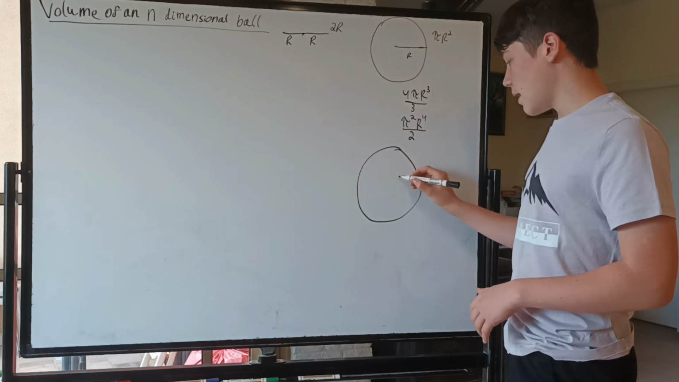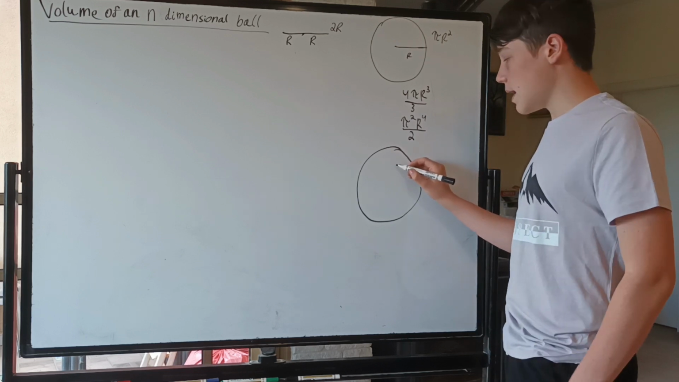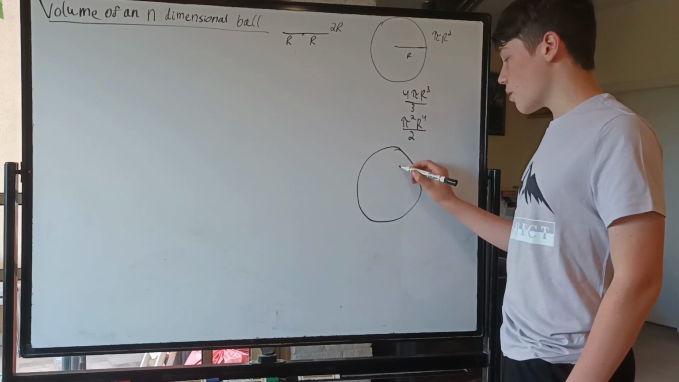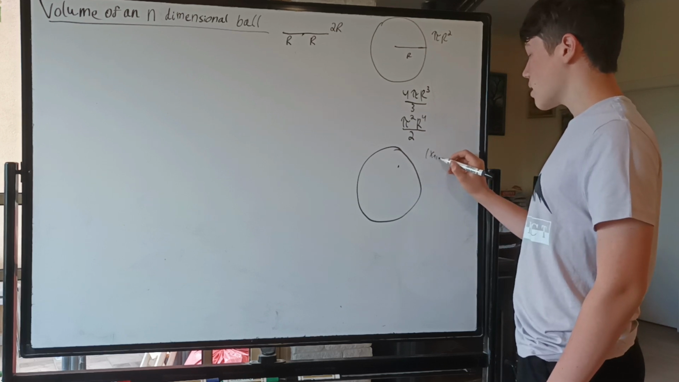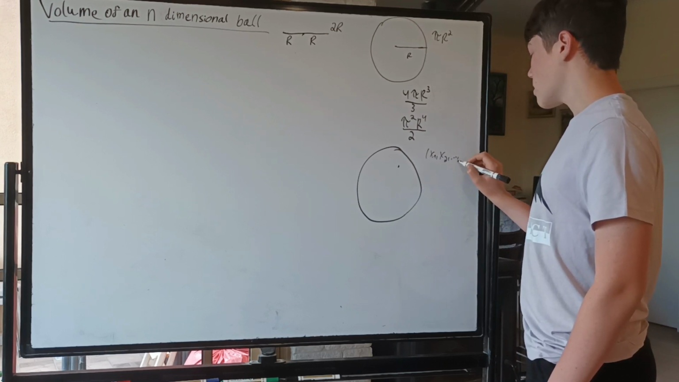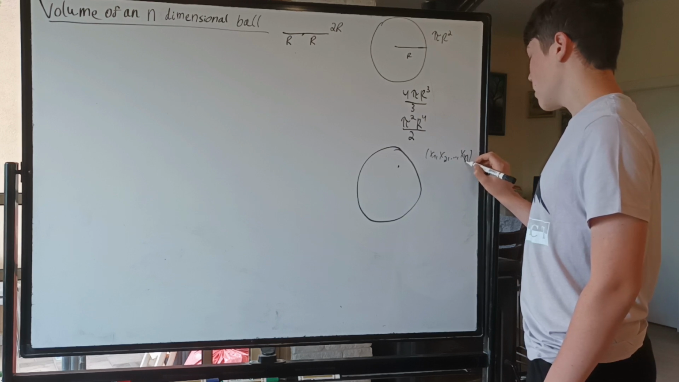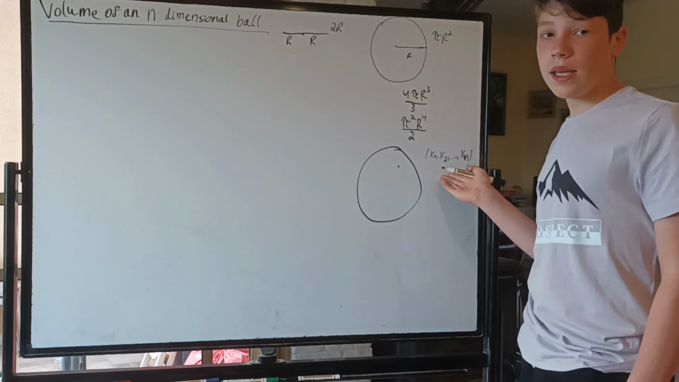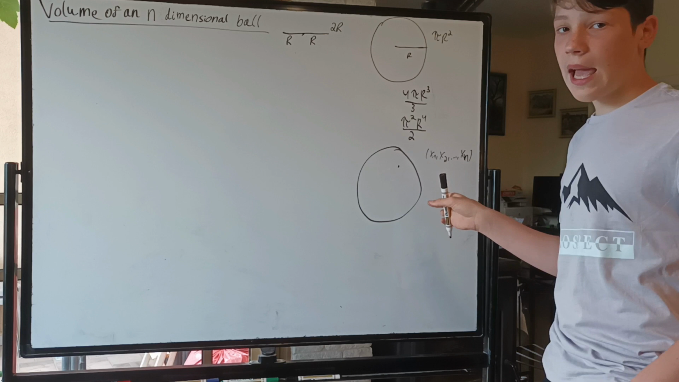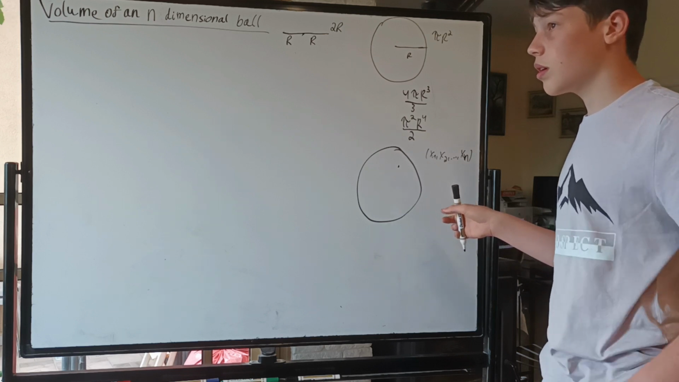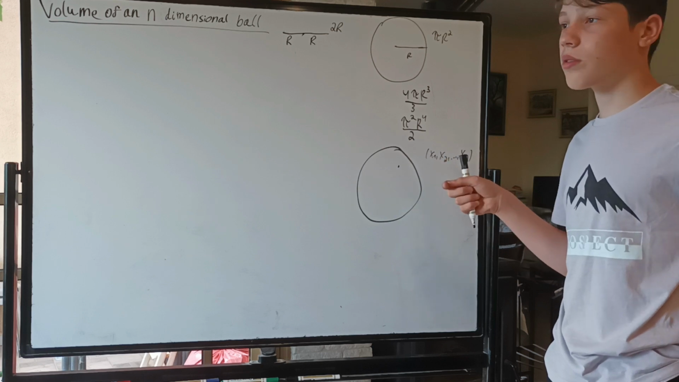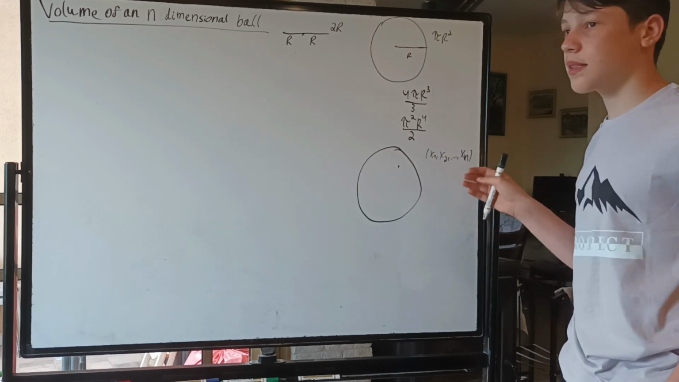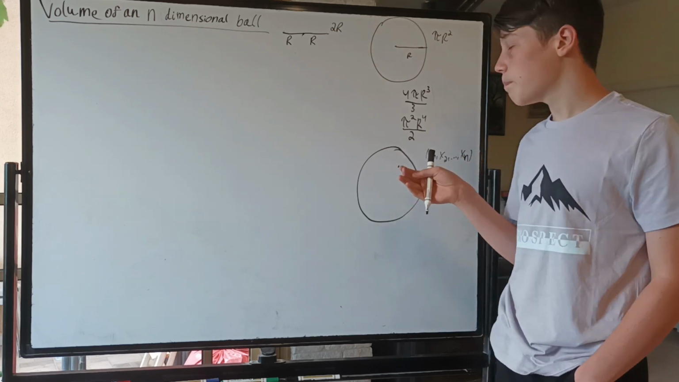If we pick some coordinates, say this point has coordinates x1, x2 up until xn. And let's also name the directions of the axes. One axis is x1, another is x2, the other is x3, and so on until xn, and we have n axes.